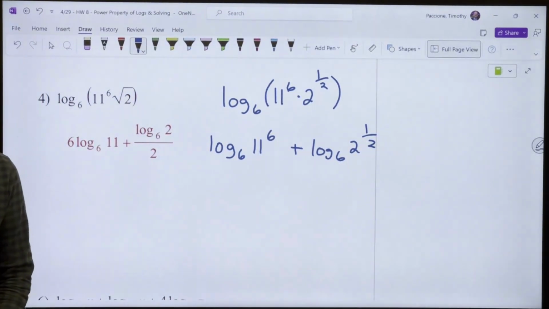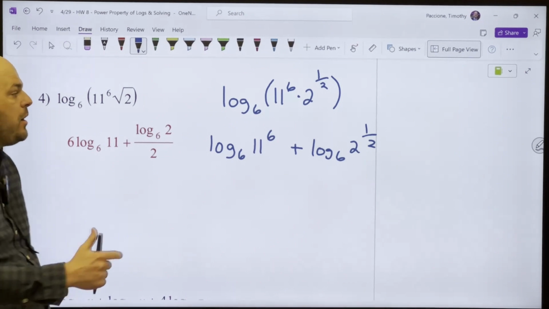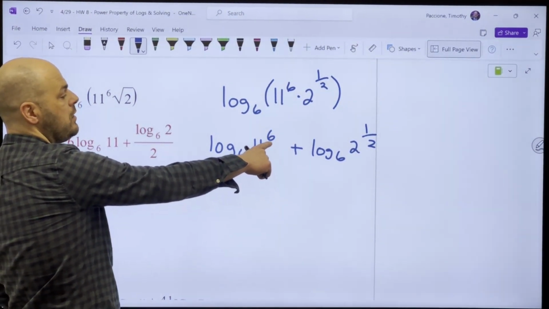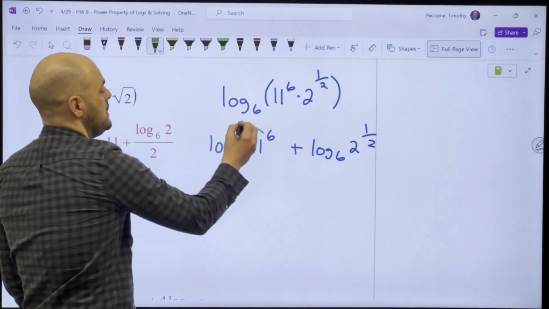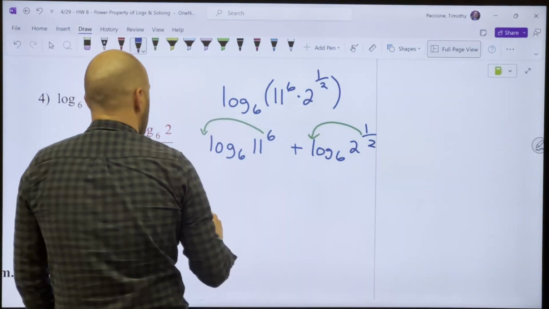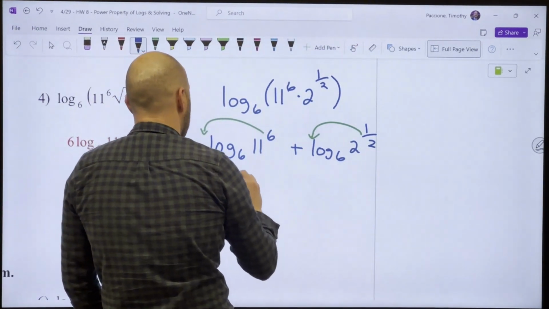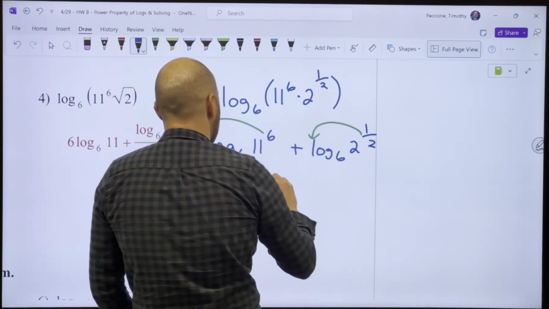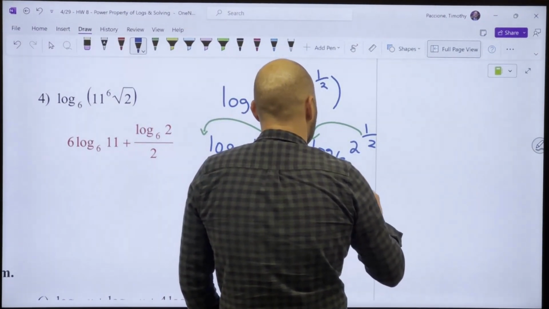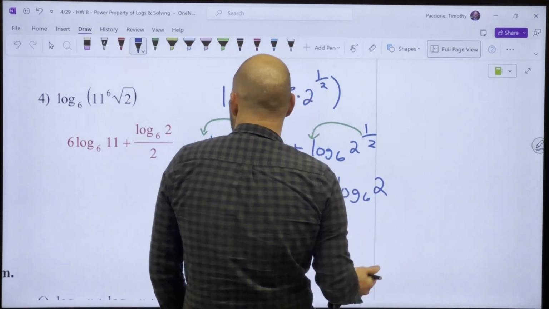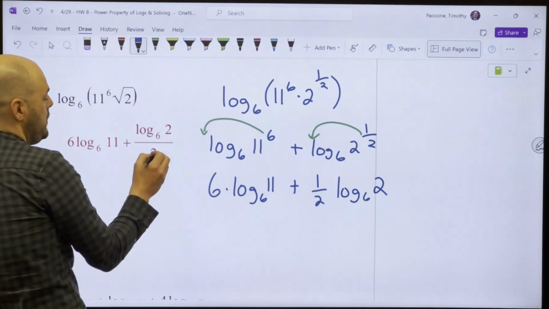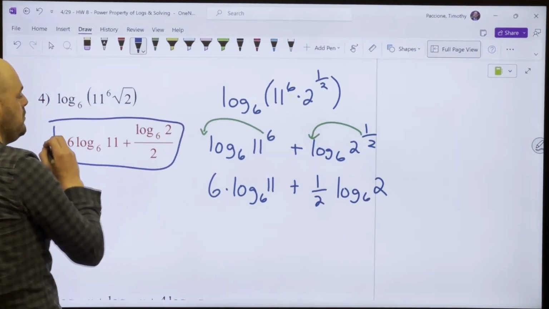Okay, so I've done the product one, right? Now I also see these exponents on the inside. We know that they can go where? To the front on the outside, right? So both of these are going to move to the front. So I get 6 times log base 6 of 11, plus 1/2 times log base 6 of 2. You can throw that 2 right underneath, and that's how you get to this answer here.